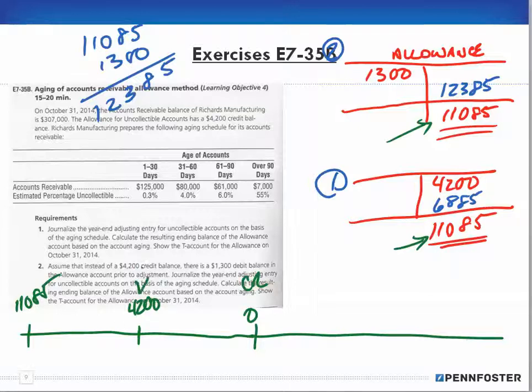If I'm here and I need to be here, what am I going to do, right? Well, the difference between those two numbers is 6,885. And since I'm going from a credit to a credit, I'm going to credit 6,885. So that's what it looks like visually. When you're having a little difficult time figuring this stuff out, go ahead and draw a number line, and it becomes a little bit easier to understand. Okay, so go ahead and pause the video because I'm going to erase this and then do the second scenario.